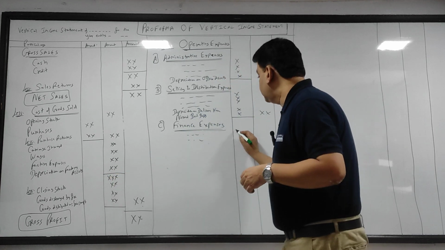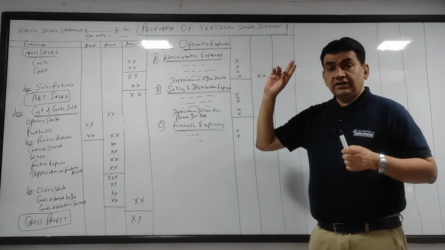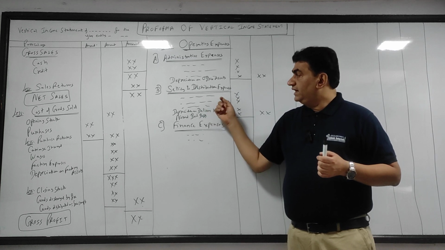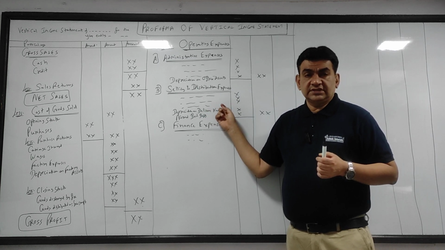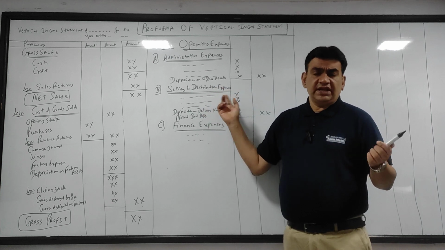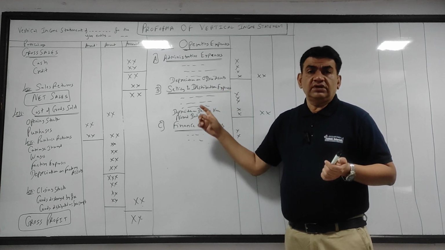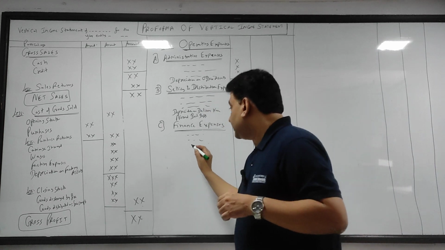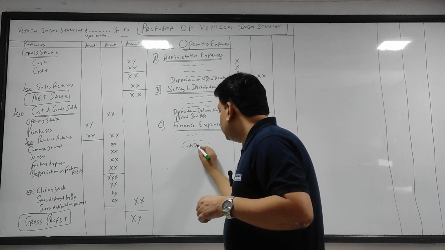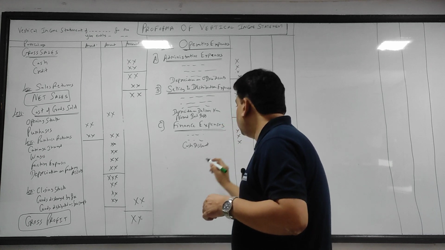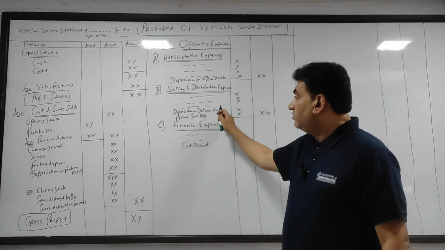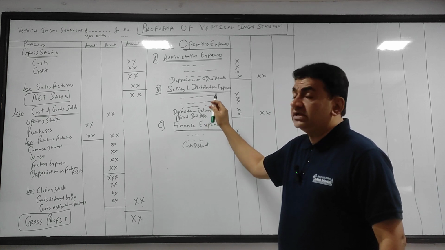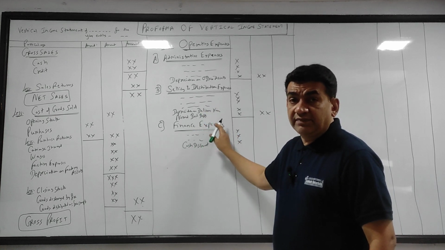ये जो मैंने बोला first column में, what I told you, if they give you only discount allowed, you will take it as selling and distribution expense. That can be quantity discount or any form of discount. But if the question says cash discount, then cash discount you will take it here. Discount allowed here, cash discount here. If the question says normal bad debts or bad debts, it will come here.